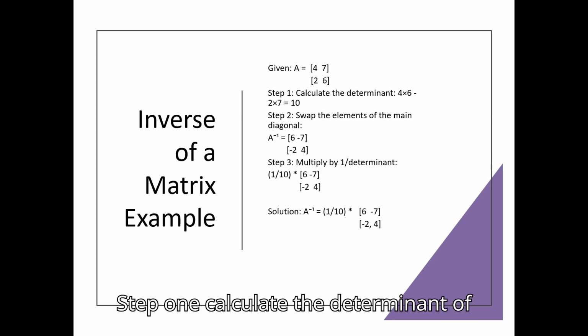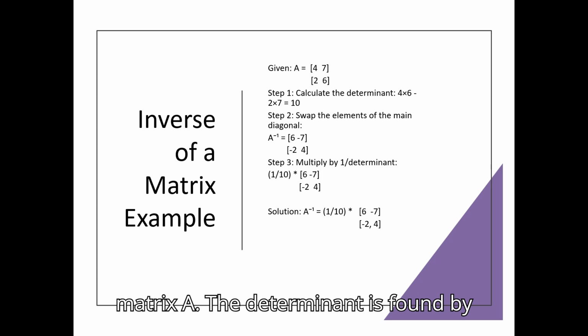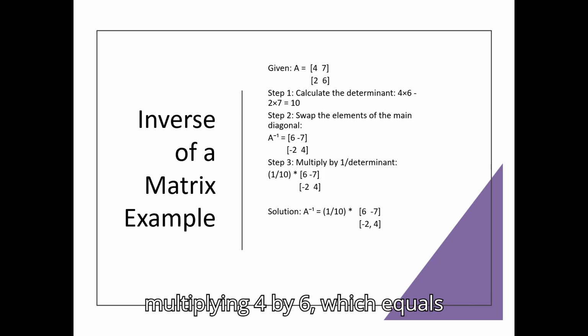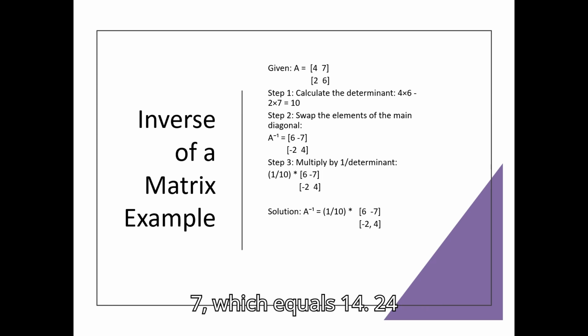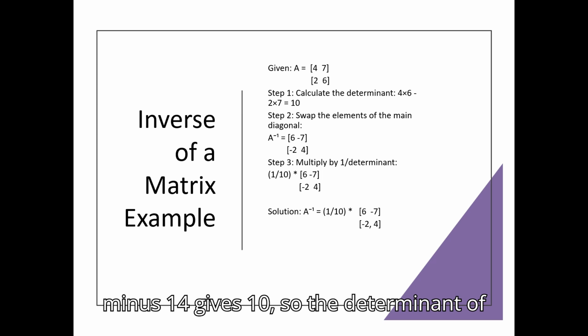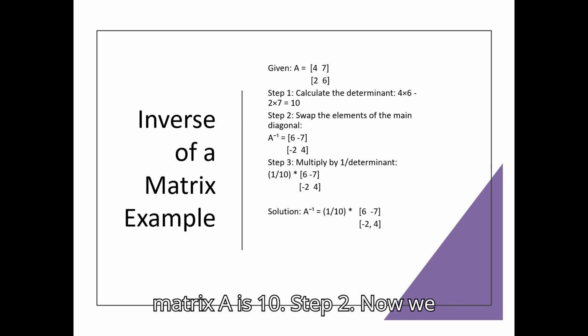Step 1. Calculate the determinant of matrix A. The determinant is found by multiplying 4 by 6, which equals 24, and subtracting 2 multiplied by 7, which equals 14. 24 minus 14 gives 10, so the determinant of matrix A is 10.